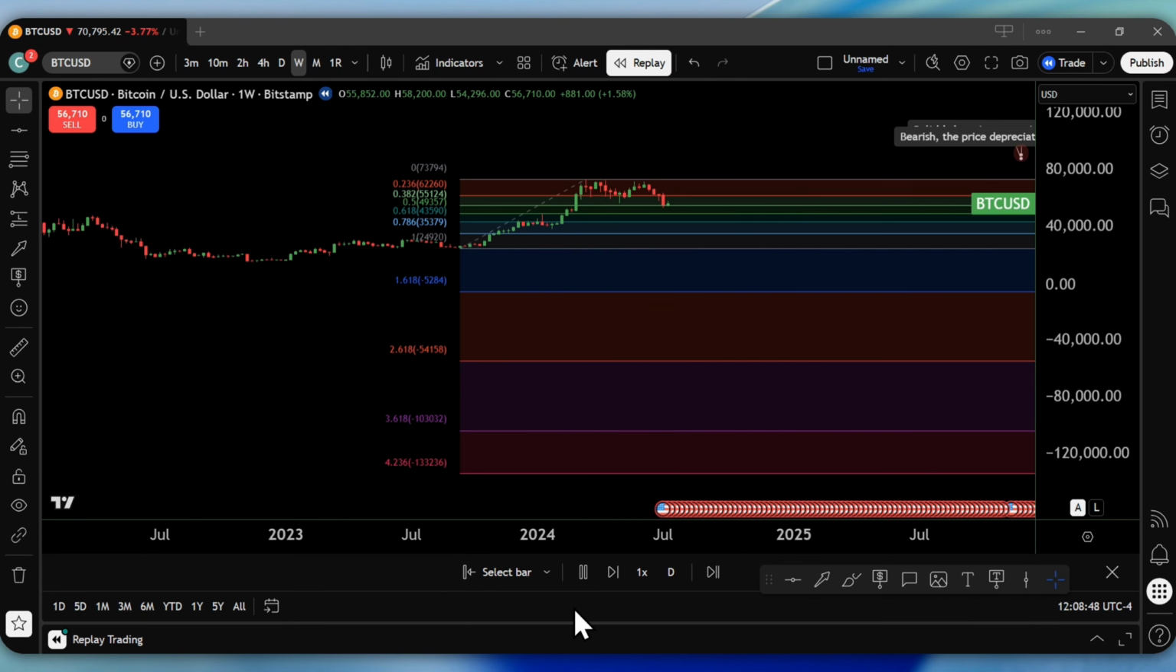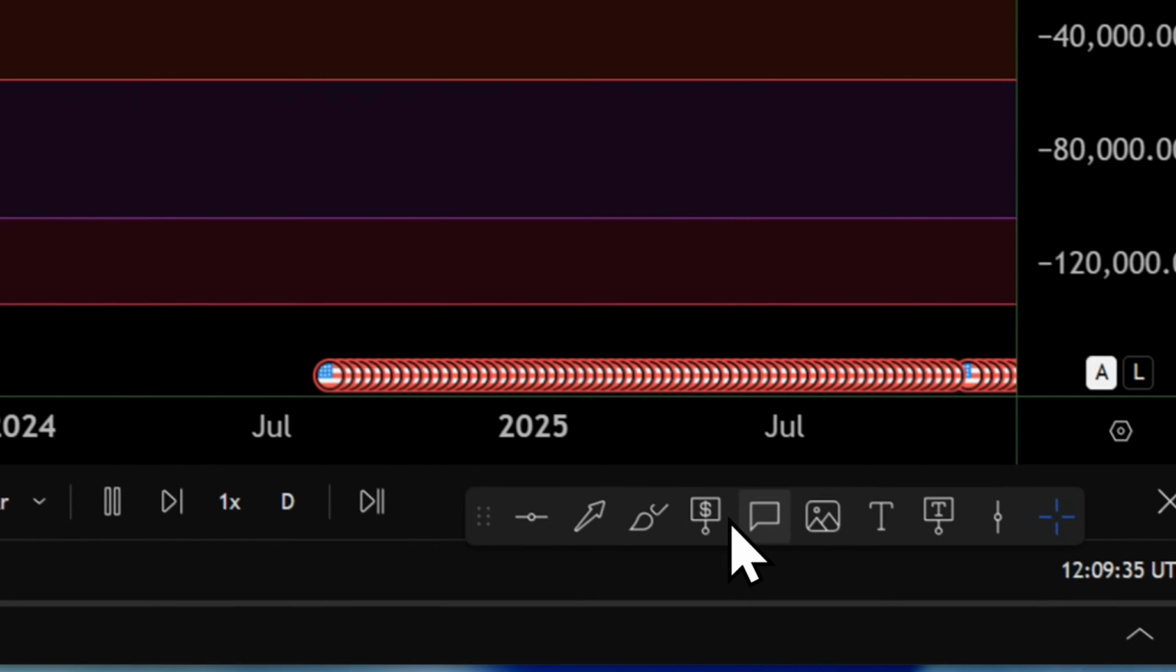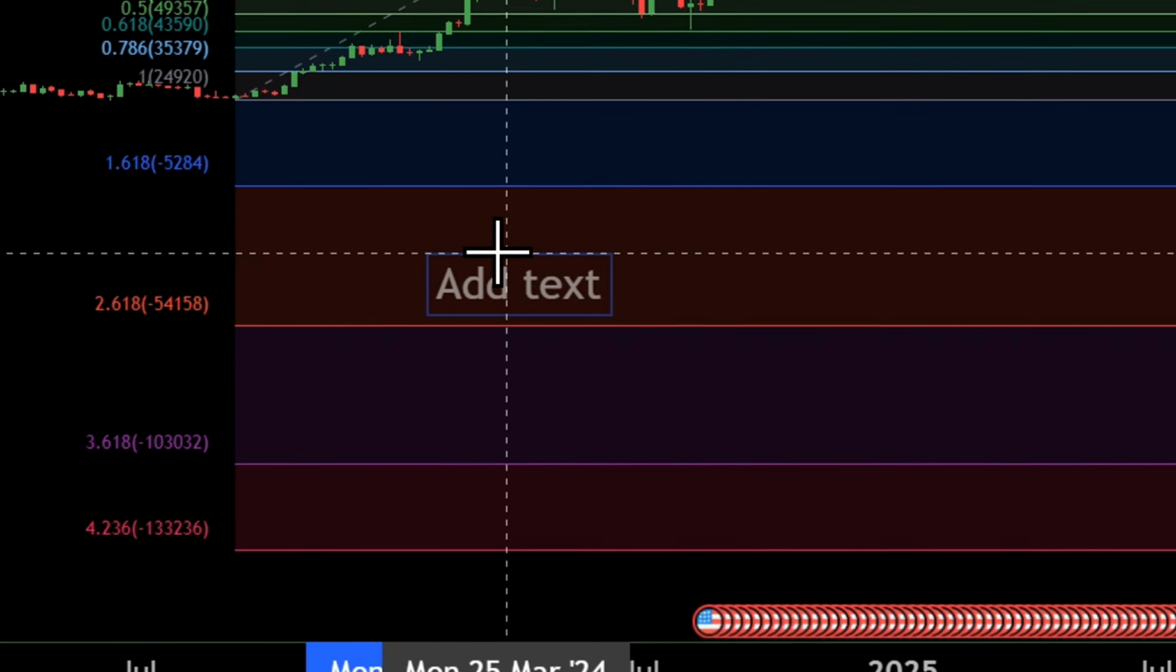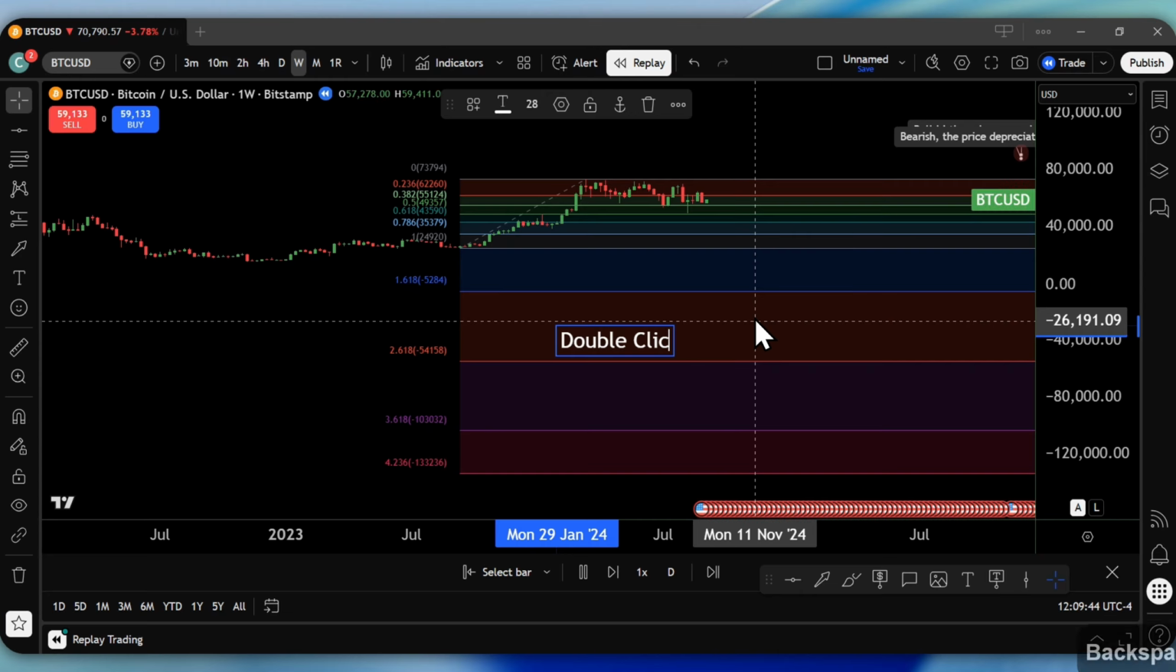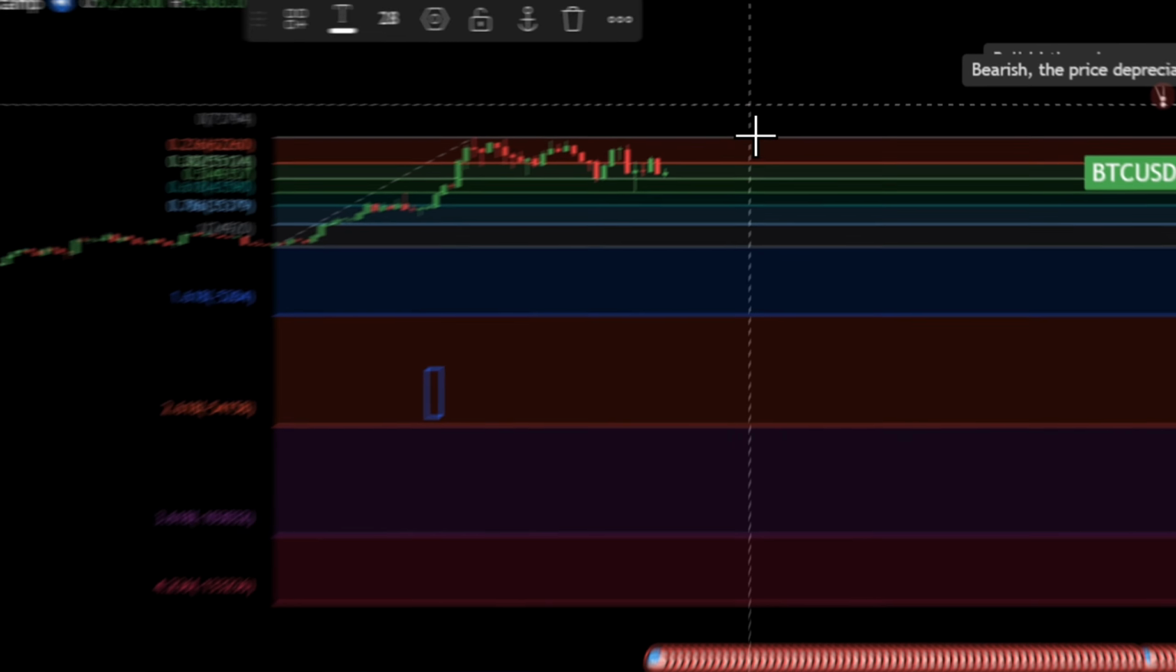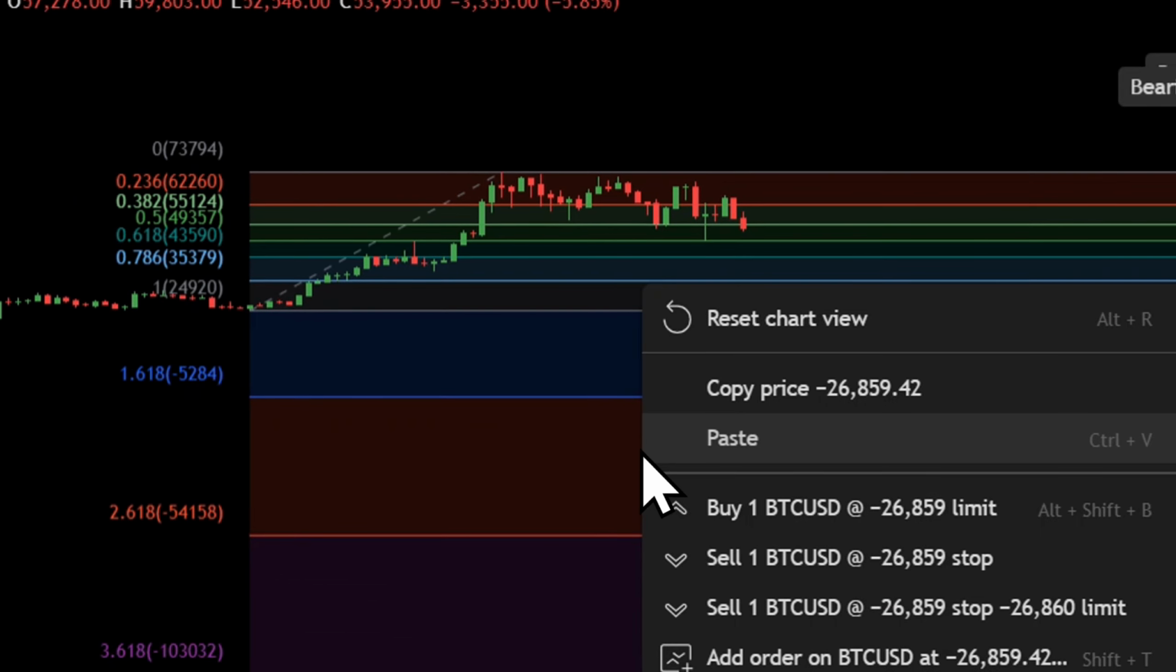Some traders like it. Others prefer a cleaner chart. If you want a cleaner look, increase the background transparency until the colored zones disappear. Now you'll be left with only the Fibonacci levels themselves. This makes it easier to focus on price action.